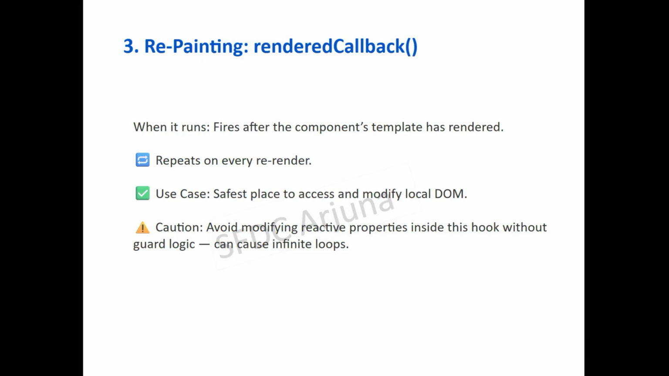So how do you avoid that death spiral? You need a guard, almost always. A simple Boolean flag, like this, hasRendered, initialized to false. Inside rendered callback, you check the flag. If it's false, you run your complex DOM logic, then set the flag to true. So it only runs once, or only when some specific condition you control is met. Protects you from that loop.